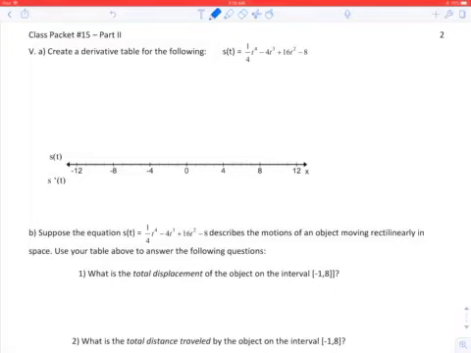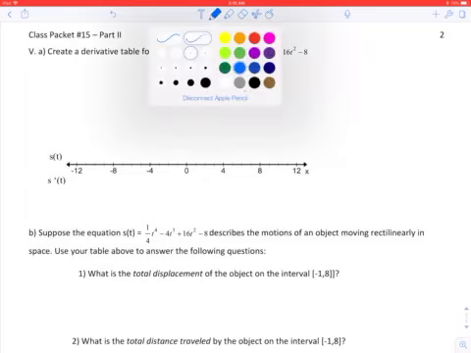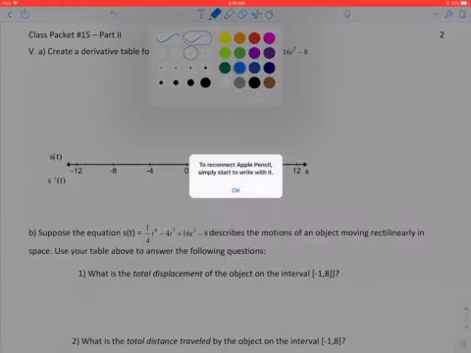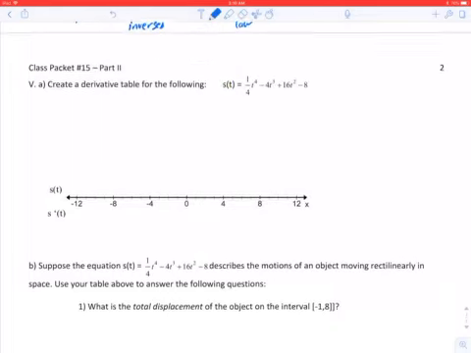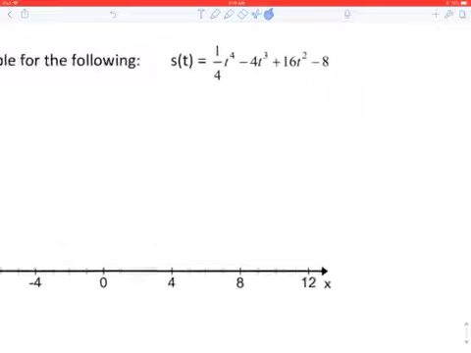Alright, we didn't get to go over this section in class packet 15 part 2. This was section 5. It says create a derivative table, and you're given the following function: s of t equals 1/4 t to the 4th minus 4t cubed plus 16t squared minus 8. I apologize in advance here. I don't have my Apple Pen on me, so we're going to have to go old school. Alright, zoom in, make it easier.